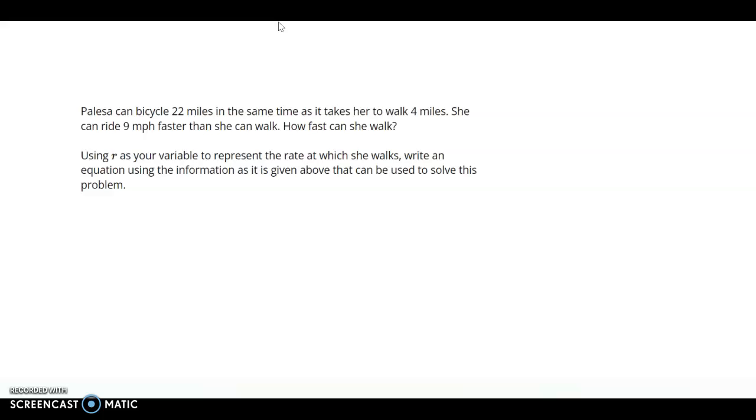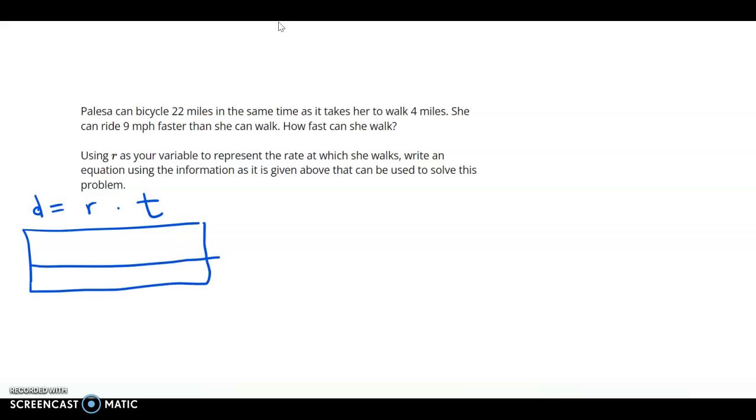Whenever I have this kind of problem, I like to use a distance equals rate times time table. Okay, so let's go ahead and get that set up. We can see that we have 2 trips. We have her bicycle trip, we'll just call that bike, and we have her walking trip. She bikes 22 miles in the same time it takes her to walk 4. So I know her distance would be 22 for bike and 4 for walking. Now the time is the same, which makes it kind of nice.